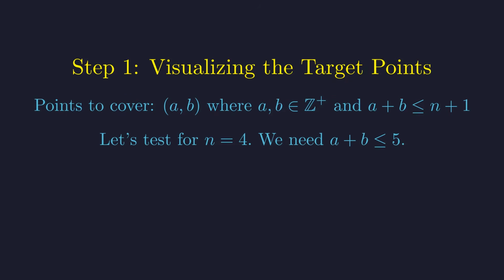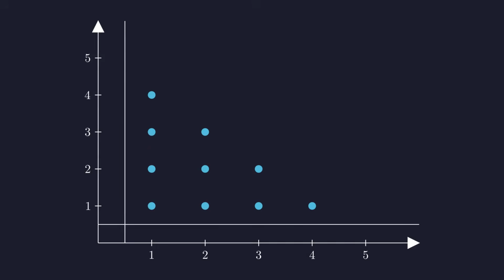To make this concrete, let's consider the case where n is 4. Here, we need to cover all points where a plus b is at most 5. For n equals 4, this gives us exactly 10 points. The problem states we must use precisely 4 lines to cover all of them. The question is, how many of these 4 lines can be sunny?